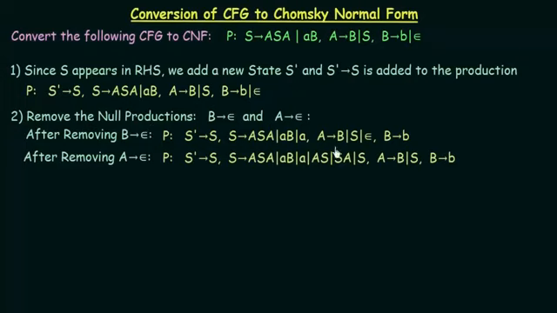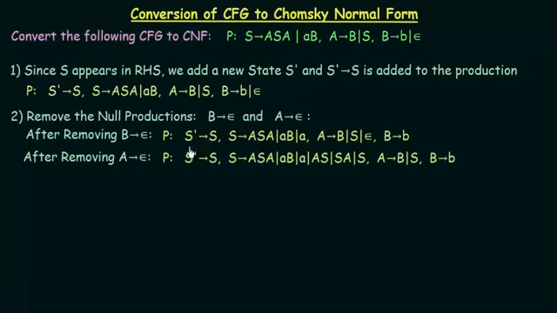Okay, now we get this production, and we see that we got another null production, which is A gives epsilon. So we have to remove A gives epsilon. In order to remove it, you have to follow the same procedure. Wherever you find A in the RHS, you have to replace it and create new productions without that A.